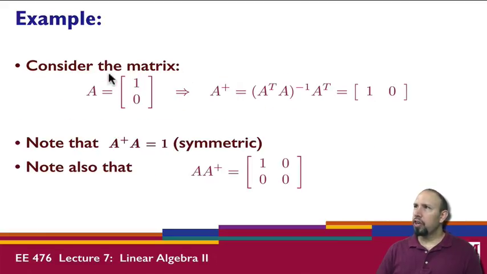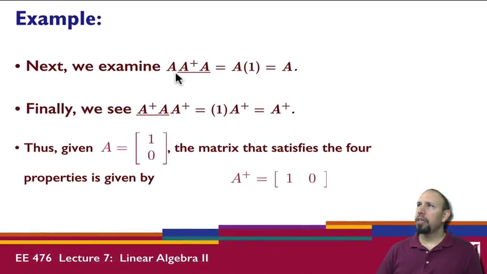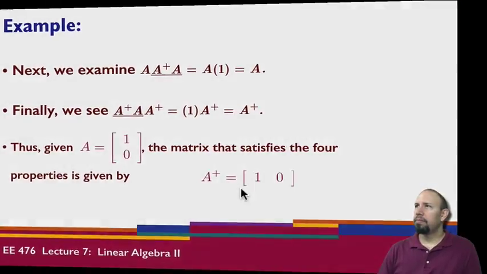So here, this is our example. We're going to look at all four properties. We see that these two properties are satisfied. What about the other properties? Here we take A times A pseudo-inverse A, but we notice that A pseudo-inverse A is just 1, and so we get A back. We do it the other way, A pseudo-inverse A A pseudo-inverse. We recall that A pseudo-inverse A is just 1, and therefore we just get A pseudo-inverse. So for the given matrix, the matrix that satisfies the four properties is given by this. That is the pseudo-inverse.